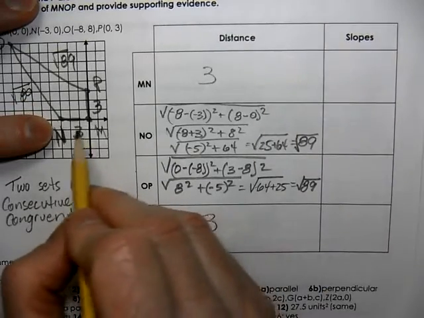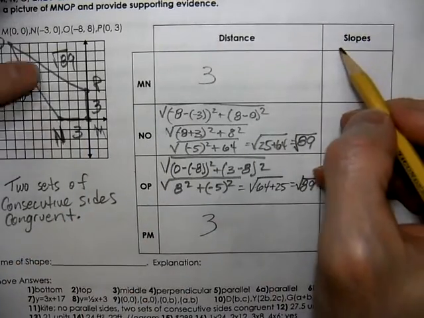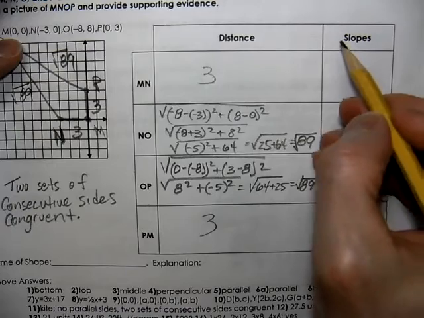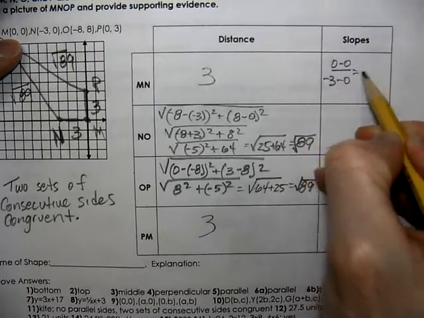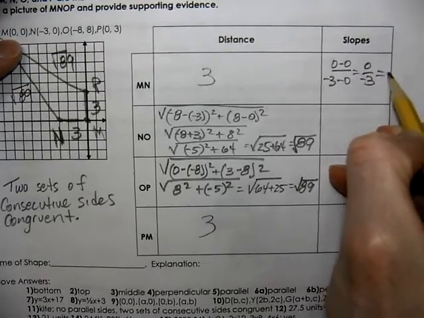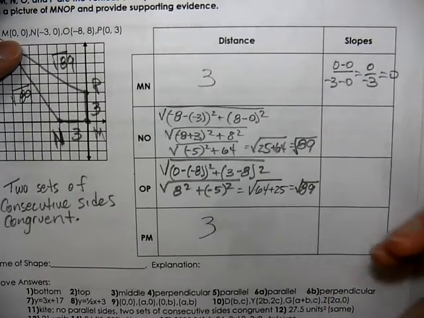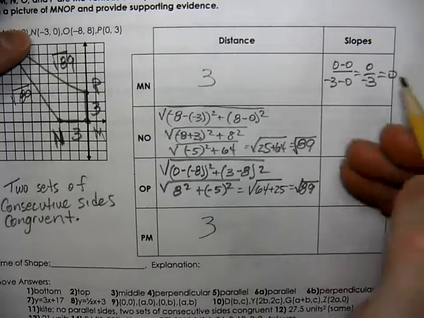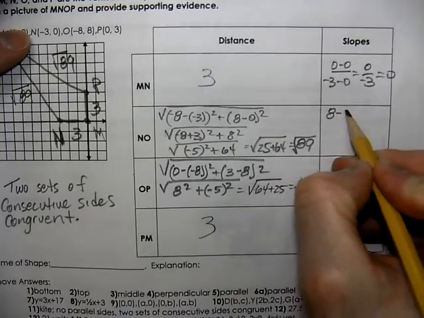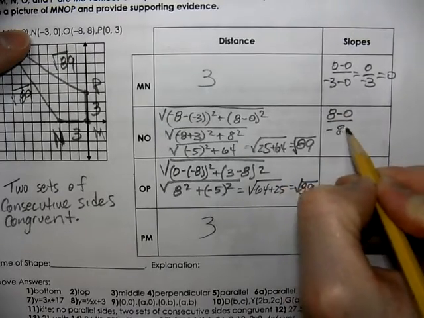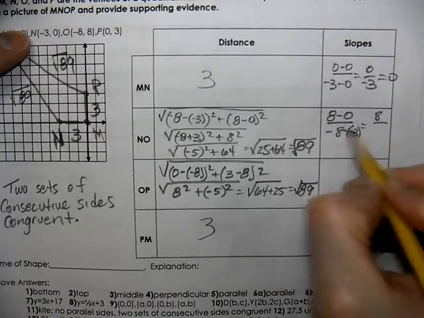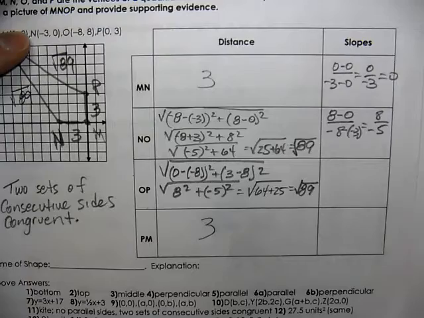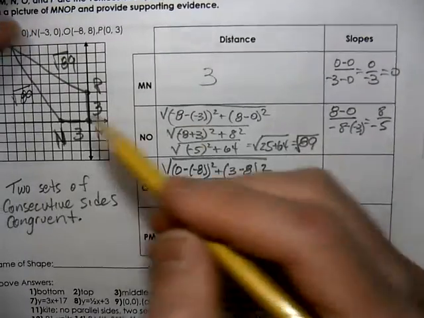MN, because it's horizontal, we're expecting that to be 0. So we get 0 minus 0 and negative 3 minus 0. That's, of course, 0. NO, 8 minus 0 and negative 8 minus a negative 3. So we're going up 8 and to the left 5.